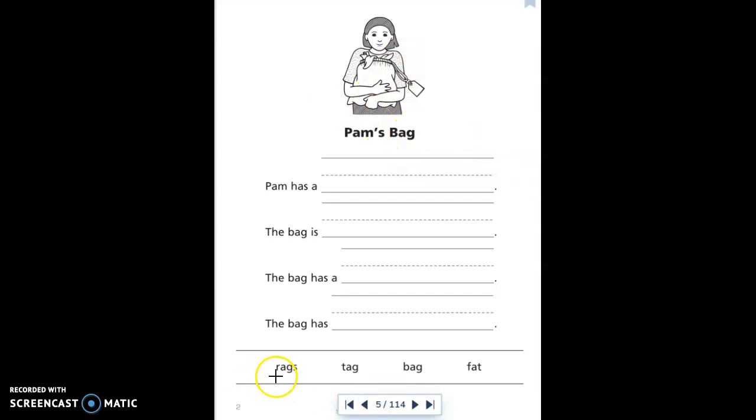So let's go down here. Is this word bag? Rags. Nope. Tag. Bag. There's the word bag. So that's the word I want. Pam has a bag. B-A-G. Now, I've used that word. I'm going to cross it off.